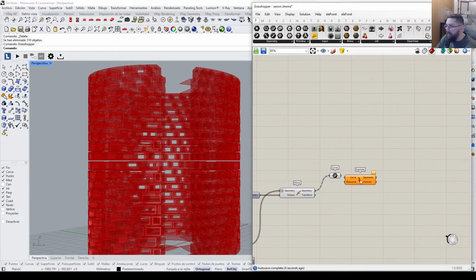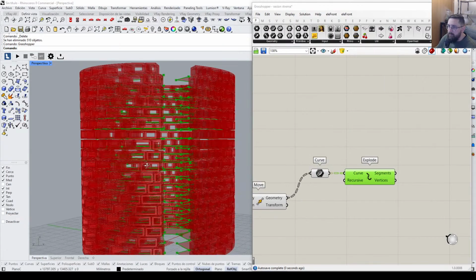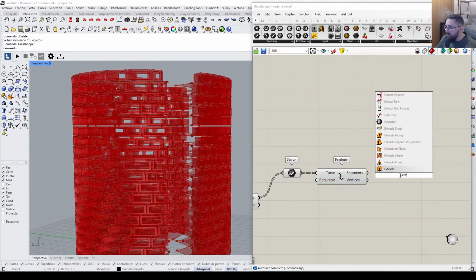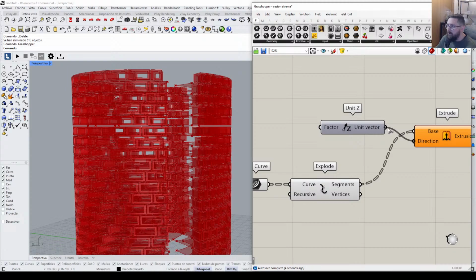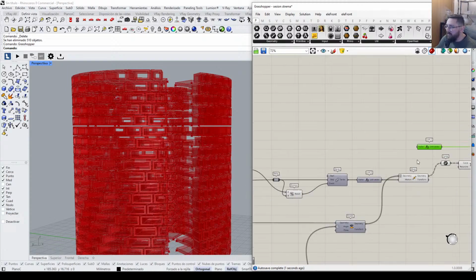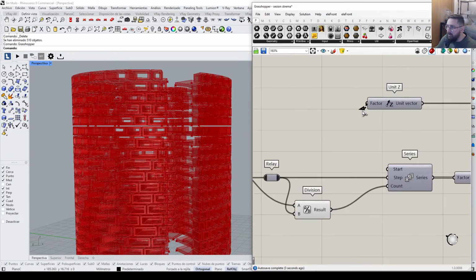explode, extrude, Z. No idea what you're saying, mate. Hopefully it's good. Height.